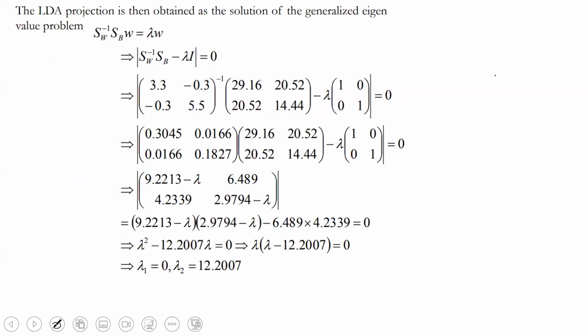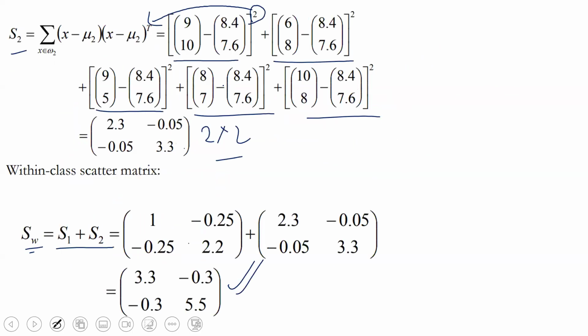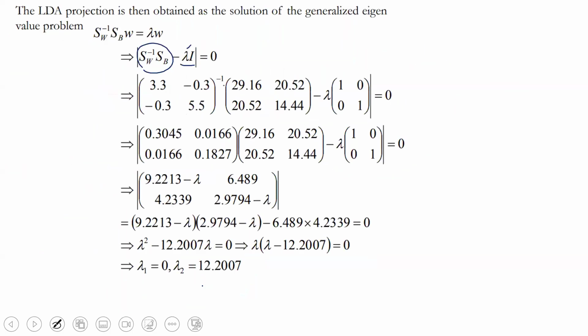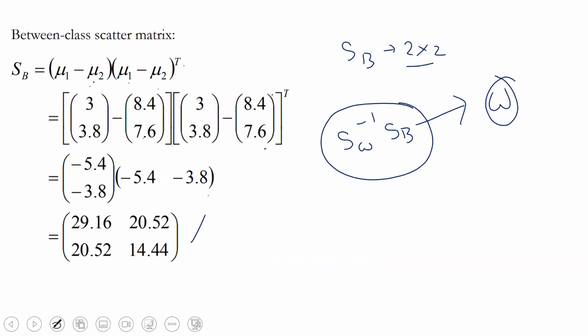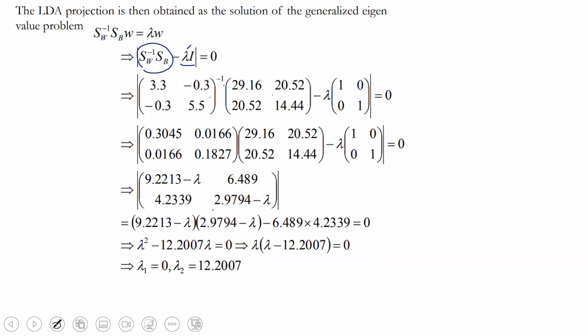To calculate the eigenvectors, the first thing you have to do is calculate the eigenvalues. To calculate the eigenvalues, you will do the matrix A minus lambda I and then solve for lambda. So SW, what we have got for SW is 3.3, minus 0.3, minus 0.3, 5.5. Take the inverse of that, multiply that with SP. We got SP as this. Multiply both of them, minus lambda into I is this one. After solving this equation, we got lambda 1 equal to 0 and lambda 2 equal to 0. So these are the eigenvalues.